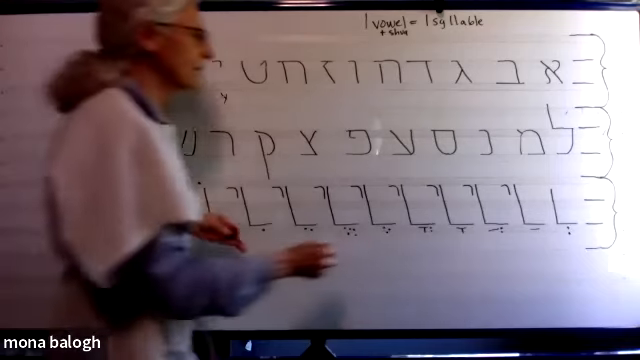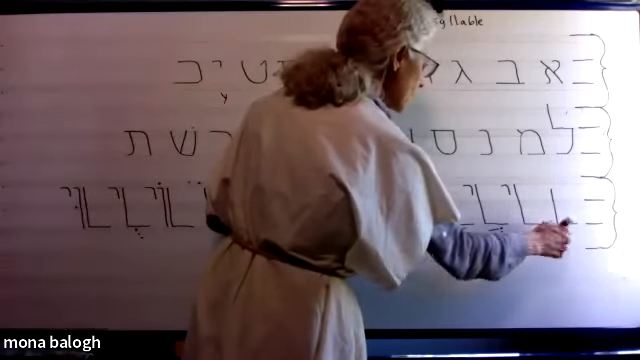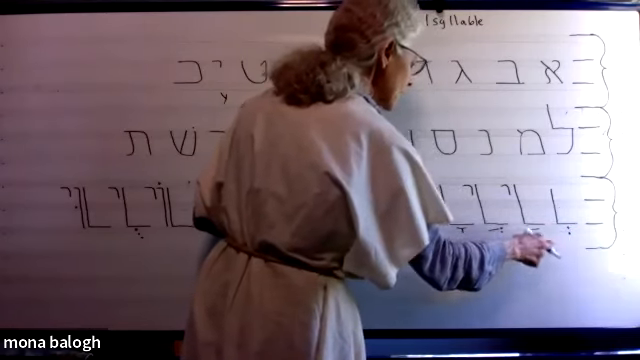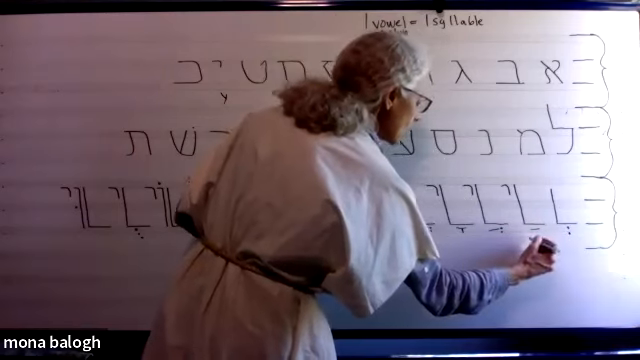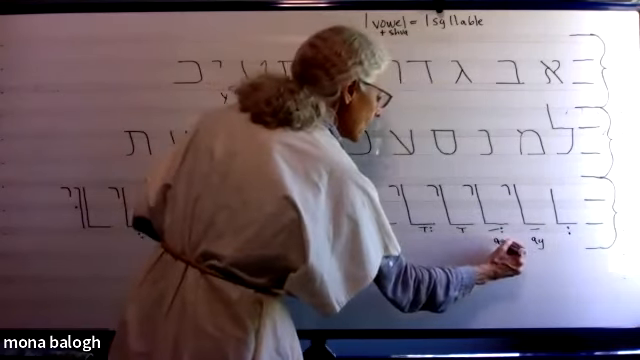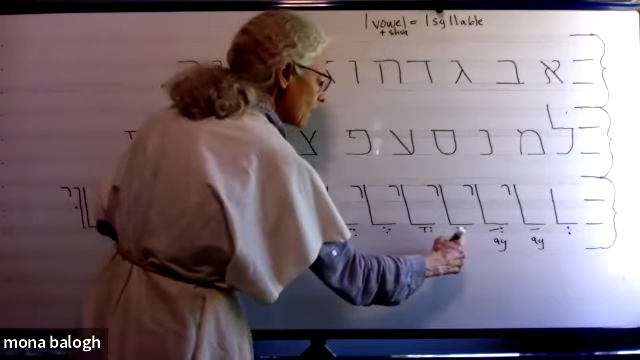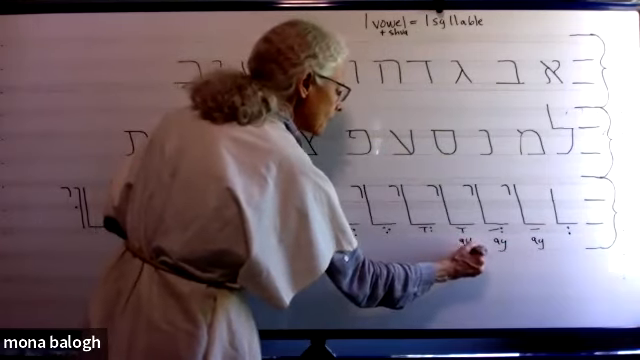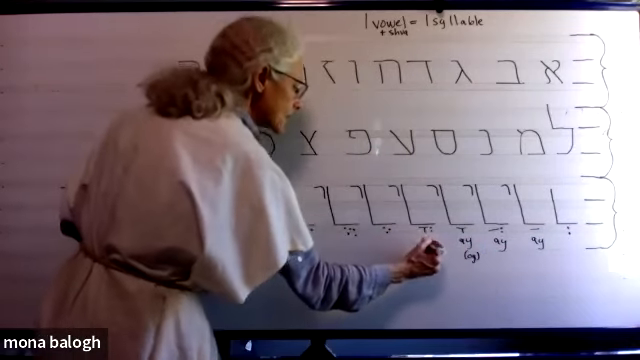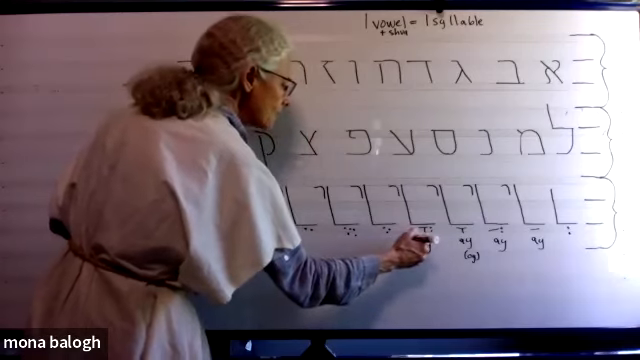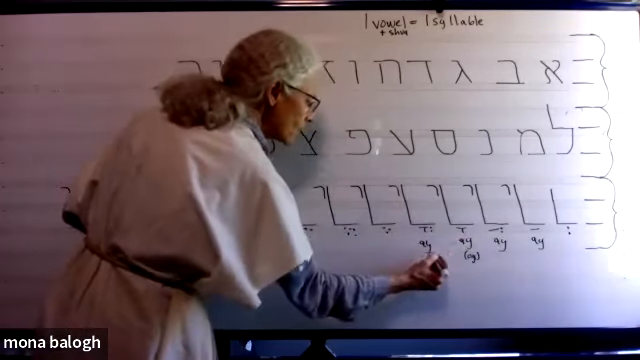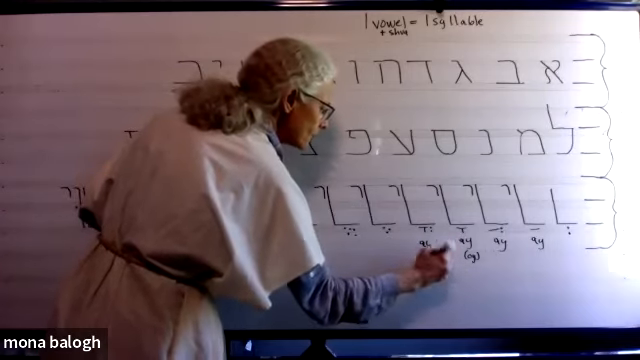Let's go over this again. We can't do it with the shava because the shava doesn't have a sound of its own, it doesn't work that way. So patach yud is I. Hatef patach yud, I. Kamatz yud, I. This could be oi. Hatef kamatz, I. I hope you see that with the I, you just add a Y to each one of them. Or oi.